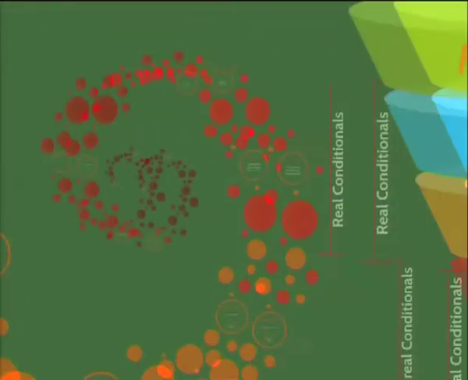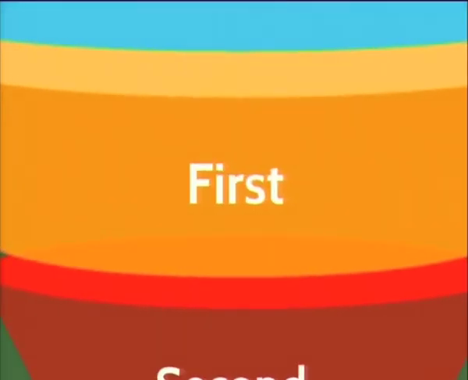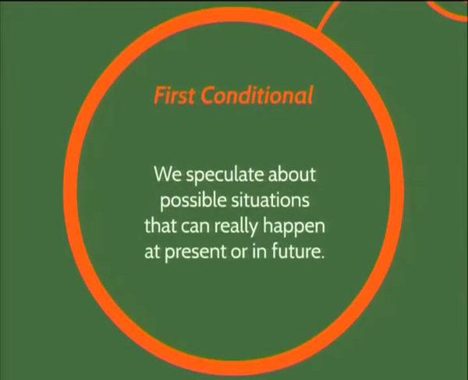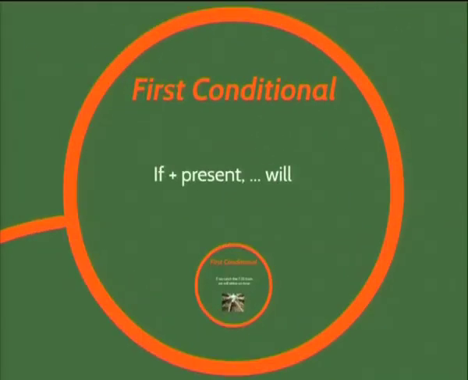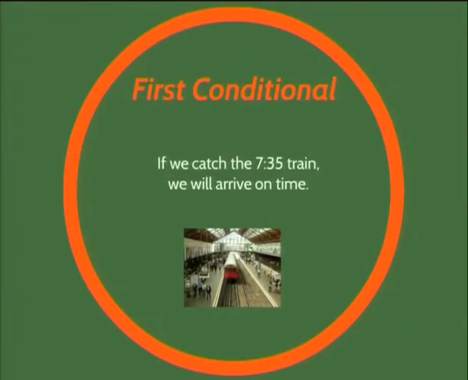Now let's talk about the first conditional. We use the first conditional to talk about possible situations that can really happen at present or in future. To build the first conditional, you use the present tense in the if clause and the future will plus infinitive in the main clause. If we catch the 7:35 train, we will arrive on time.